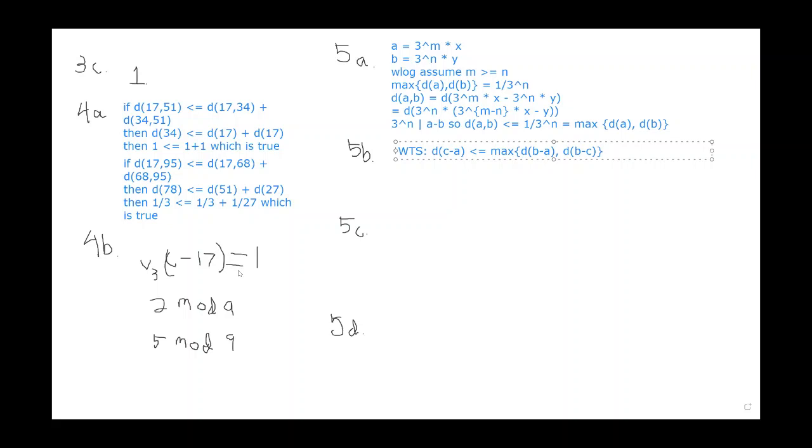So the way you can apply 5A to 5B here is notice that d of C minus A is equal to the distance between B minus A and B minus C, because the difference of B minus C and B minus A is C minus A. So this now simply tells you that your d of C minus A, which is the distance between B minus A and B minus C, is by 5A less than or equal to the max of d of B minus C and d of B minus A.